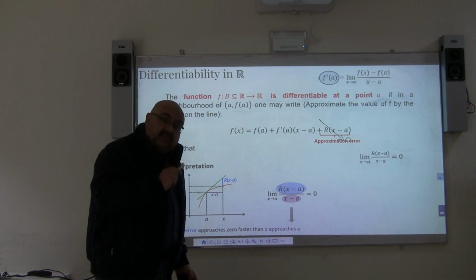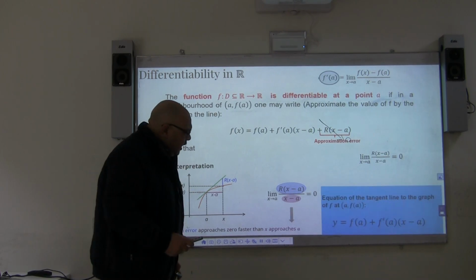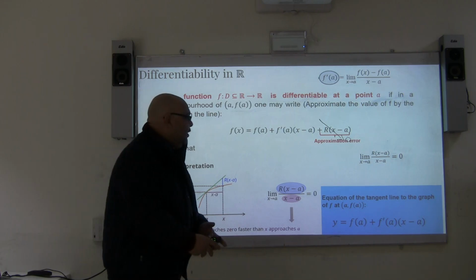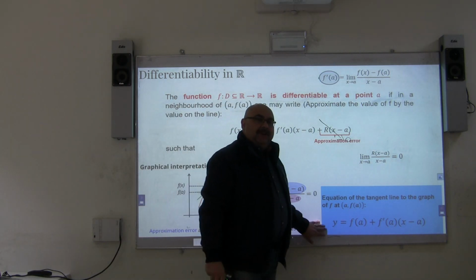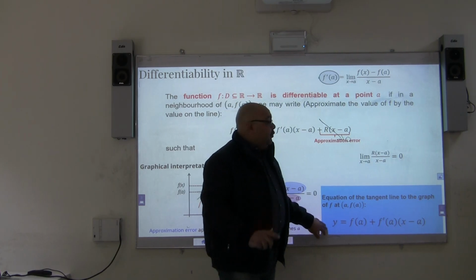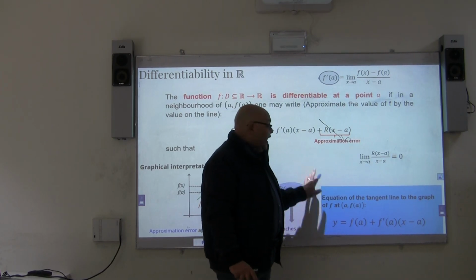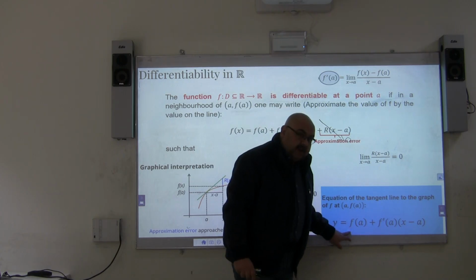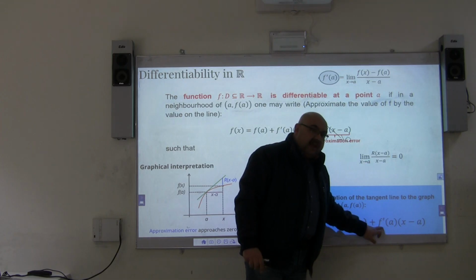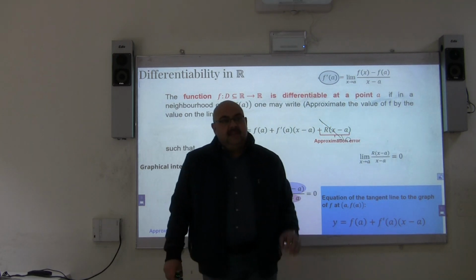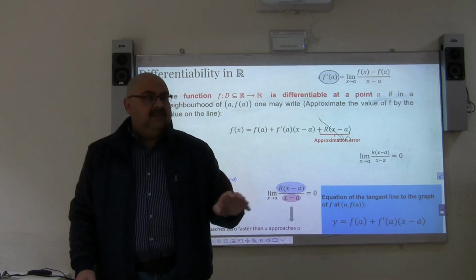If I want to find a tangent to a curve at a certain point, all I have to do is write this equation. So if I want to get a tangent for a certain function f of x at point a, all I have to do is get the value of the function at a, then get the derivative at a, multiplying it by x minus a. That's the equation of the tangent to the curve at a certain point.